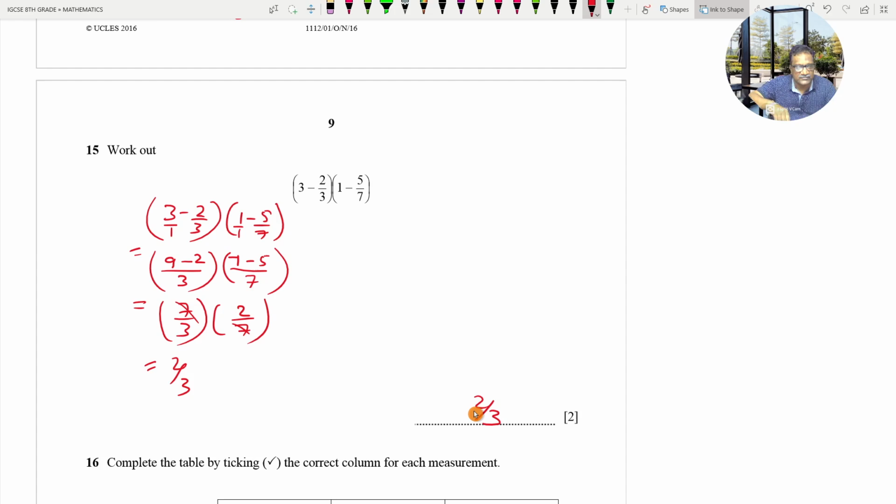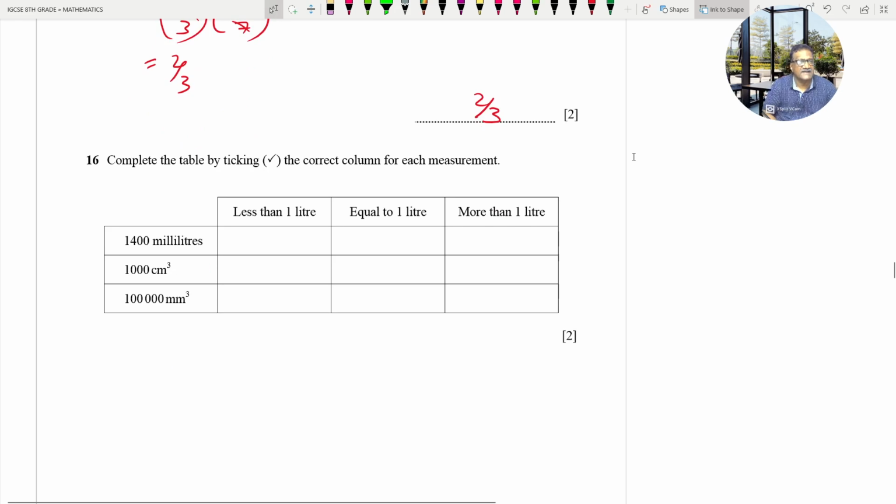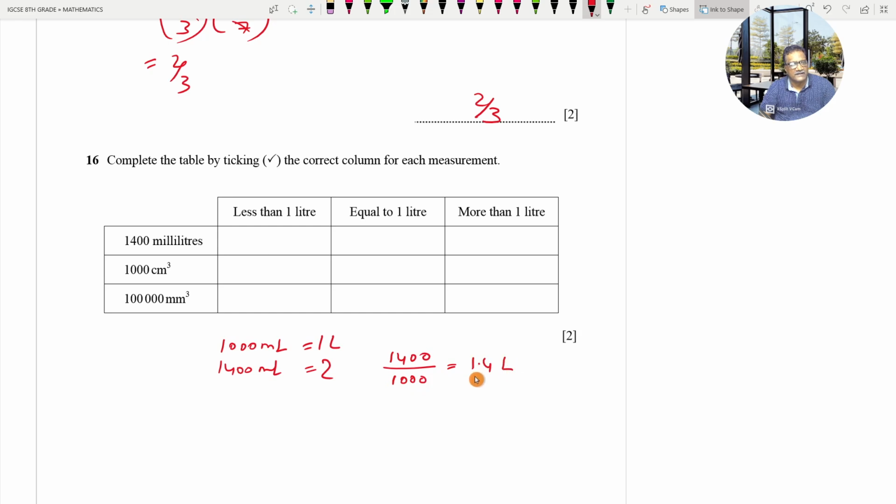And let us do one more question, that is question number 16. Question number 16 says complete the table by ticking the correct column for each measurement. Now this is 1400 millimeters, and these are the columns you have to see. Now 1400 ml means how many liters? Here it is all given in liters. So you know that 1000 ml is equal to 1 liter. So 1400 ml will be 1400 upon 1000, which works out to 1.4 liter.